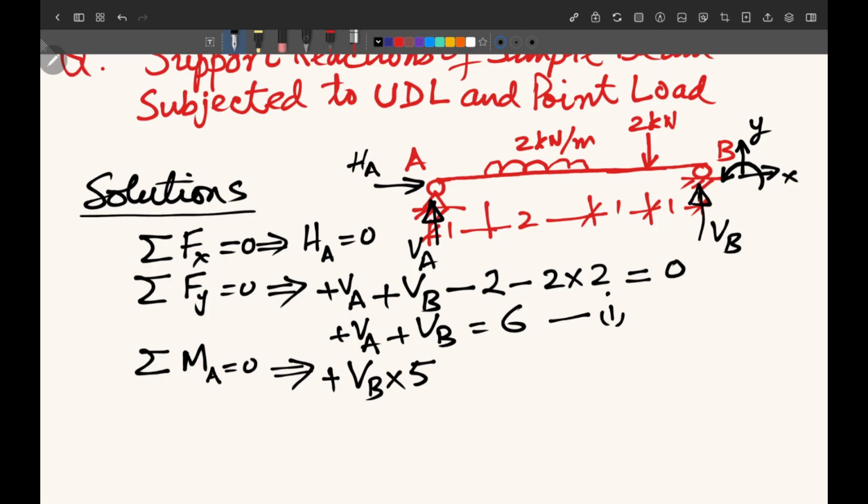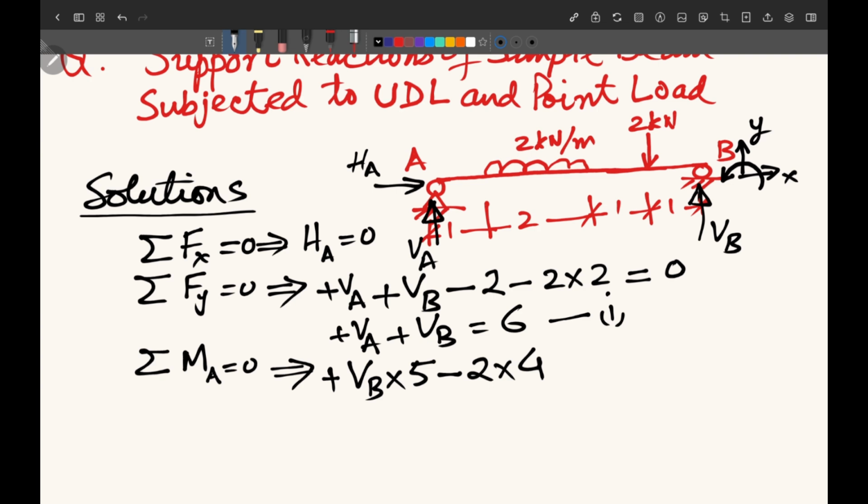Then we take the moment of this 2 kilonewton force. If we look here, it will try to rotate the beam about point A in a clockwise direction. Clockwise is negative, so we take minus 2 into the distance from point A, 1 plus 2, 3, 3 plus 1, 4.